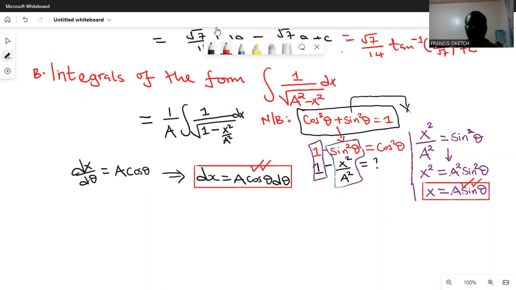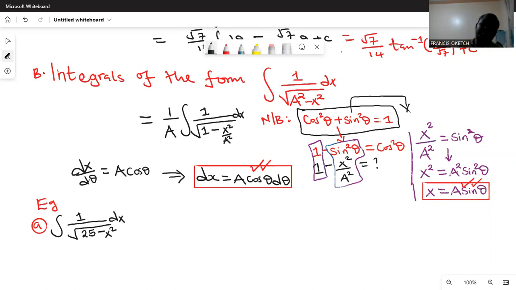Example, part A. Let's say you are asked to evaluate the integral of 1 over the square root of 25 minus x squared with respect to x.